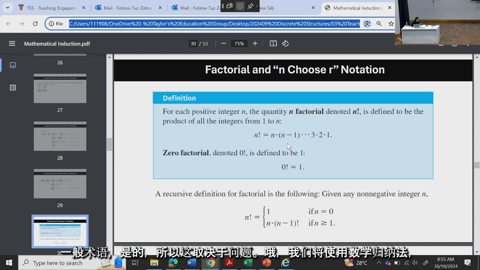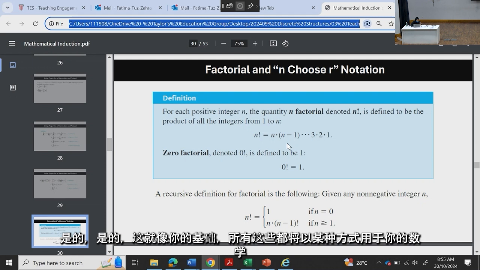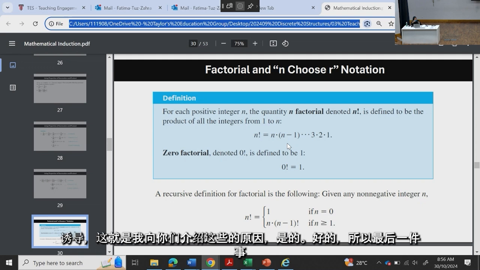There we will use mathematical induction. This is like a base for you, or all of these will somehow be used in your mathematical induction. That is why I'm introducing these to you.